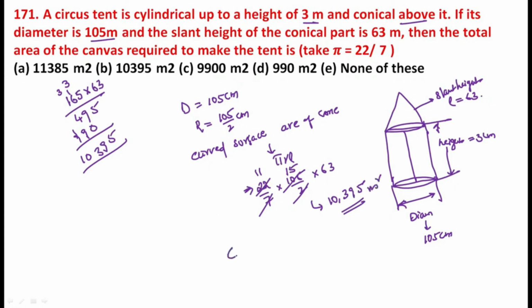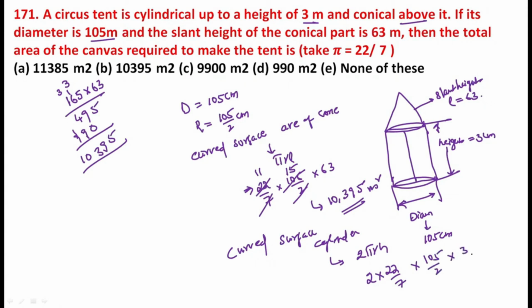In the same way, just identify the curved surface area of the cylinder. What is the formula? Curved surface area means perimeter into height. We require those two pieces of information. Perimeter is 2 pi r, and h is the height. Now go through the calculation here: 2 into 22 by 7 into 105 divided by 2 into h, which is 3.